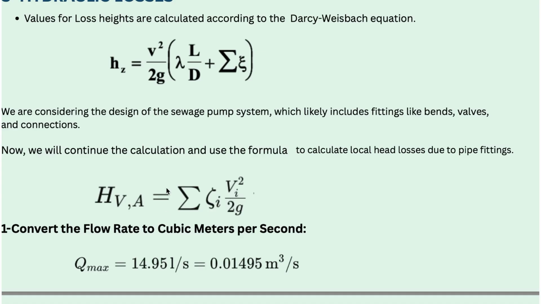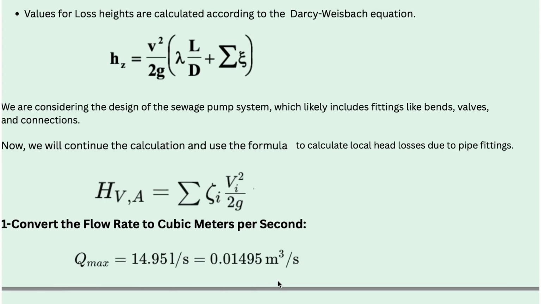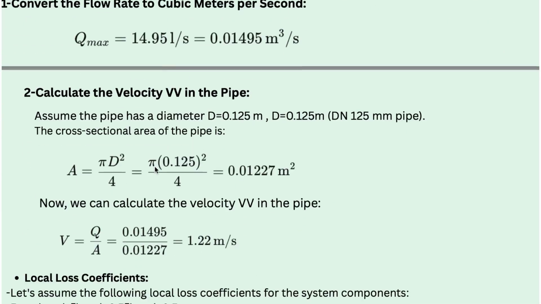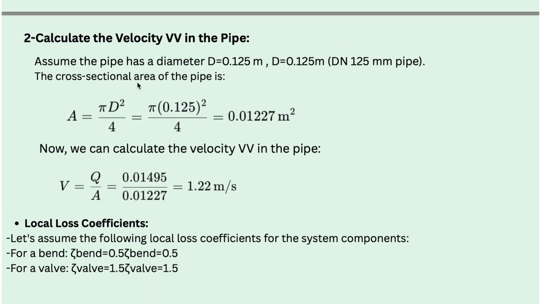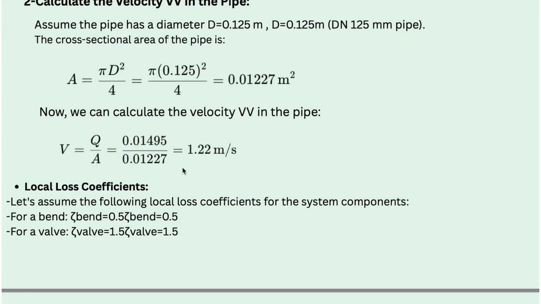So we chose this method right here because it does make much more sense. I do prefer it because it has the Darcy-Weisbach equations and much better, easier principles to apply. So you convert the flow rate to cubic meters per second using the Qmax value, which is in liters per second, divided by 1000. Then you calculate the velocity in the pipe using the area, pi d squared over 4. So pi times 0.125 squared over 4, which is 0.01227. Now you calculate the velocity in the pipe, which is Q over A, which is 1.22.